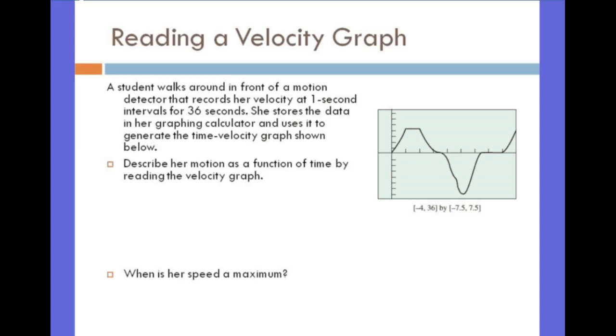So these represent time intervals. There's 1, 2, 3, 4, 5, 6, 7, 8, 9 of them. What do those tick marks represent in terms of seconds? The total motion is 36 seconds, and there are 9 tick marks. Every tick mark represents how many seconds? 4. So from 0 to 4, the student is moving forward.